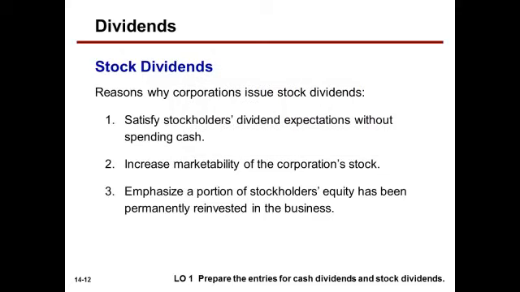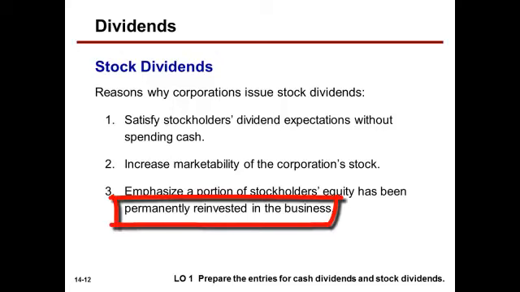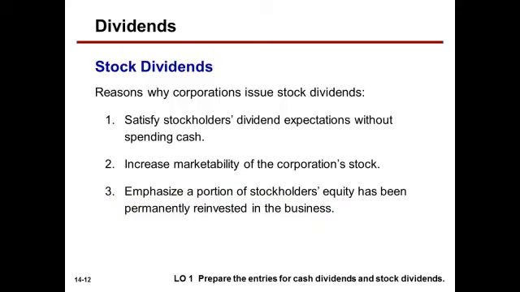What the stock dividend does do is emphasize that a portion of the stockholders' equity, that is retained earnings, has been permanently reinvested in the business. Remember that journal entry. It reduces retained earnings and increases stock. Any reduction of retained earnings means that future cash dividends cannot be declared on that portion of the stock that has been distributed as a stock dividend. That's the downside of a stock dividend to shareholders.